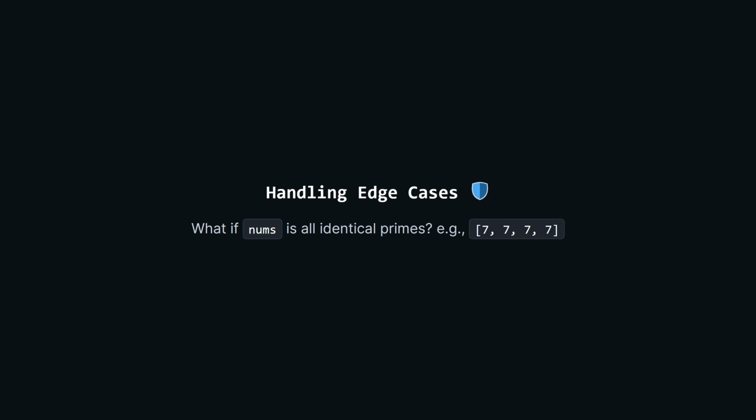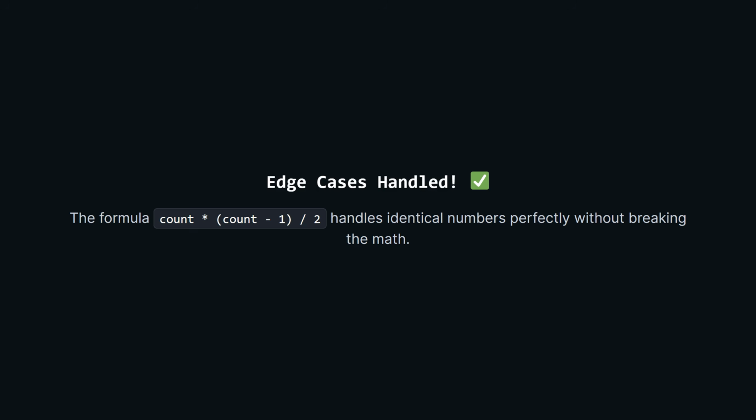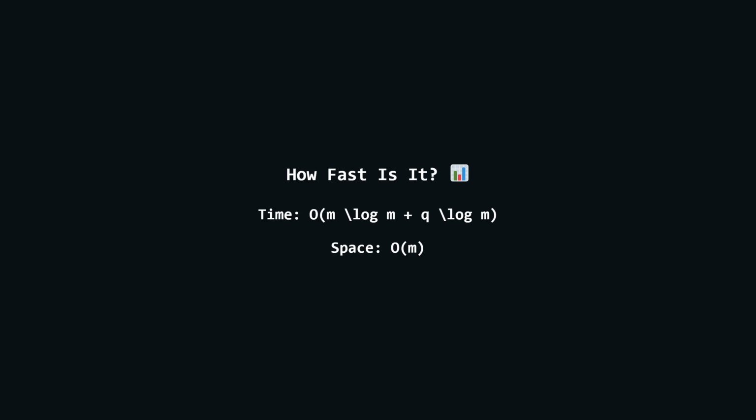You might wonder about edge cases, like what if the entire list is just the exact same prime number repeated over and over? The beauty of this approach is that the combination math handles duplicates flawlessly. If we have 4 7s, it simply calculates 4 times 3 divided by 2, giving us 6 pairs, all with a greatest common divisor of 7. The logic holds up.